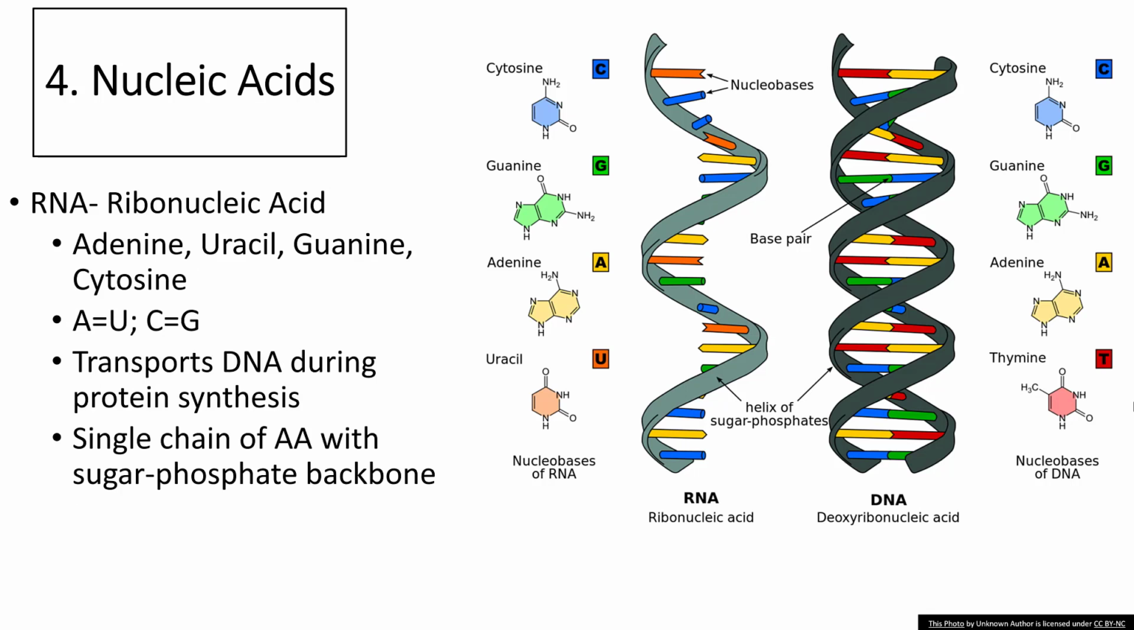RNA is ribonucleic acid. It is composed of adenine, uracil, guanine, and cytosine, where A's bind to U's and C's bind to G's. The purpose of RNA is to transport DNA during protein synthesis, or the making of proteins. It is a single chain of amino acids with a sugar phosphate backbone.